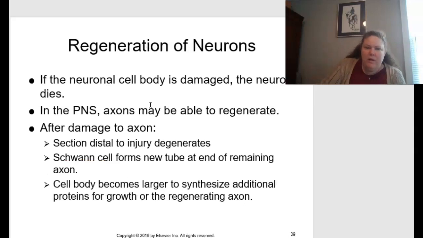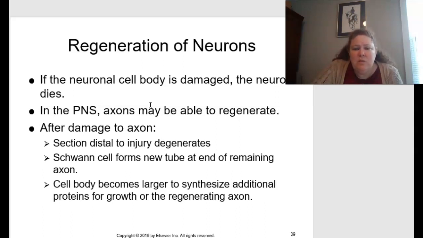So what about if we have damage to our neurons? Can they regenerate? Well, if the neuronal cell body is damaged, then the neuron dies. In the peripheral nervous system, axons may be able to regenerate. And after the damage to the axon, the section that's distal to the injury degenerates. Distal means below, degeneration means it dies and goes away.